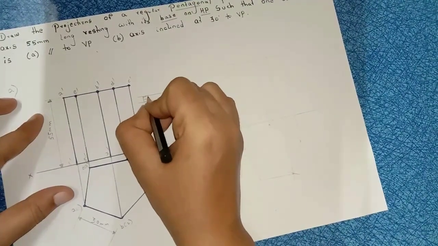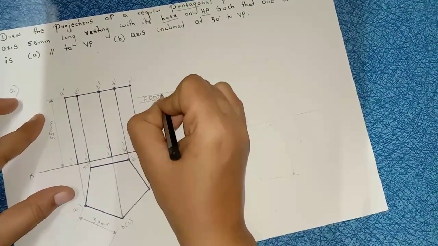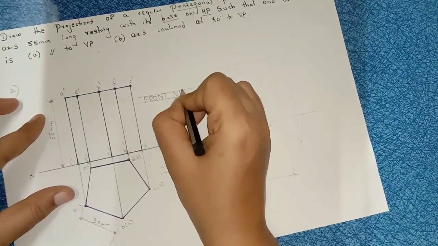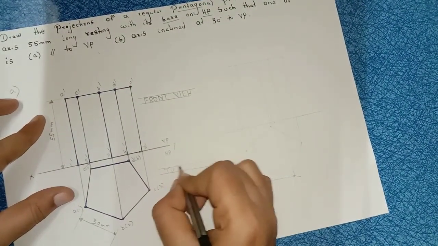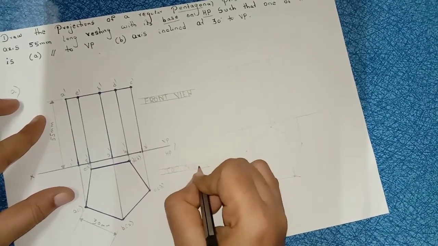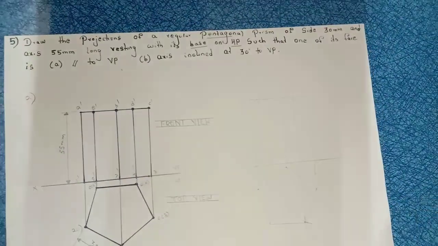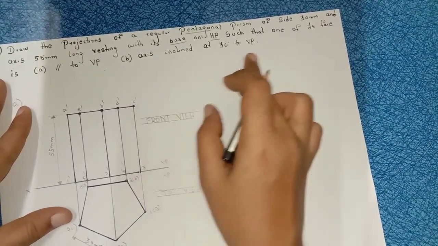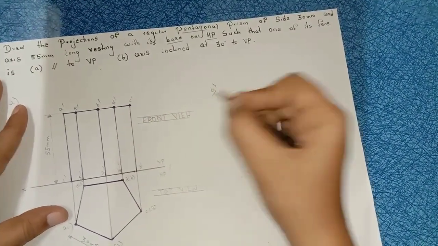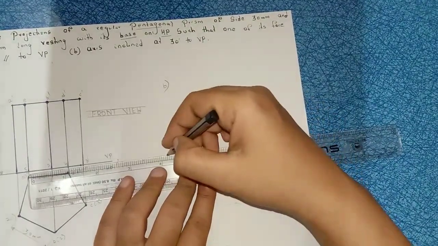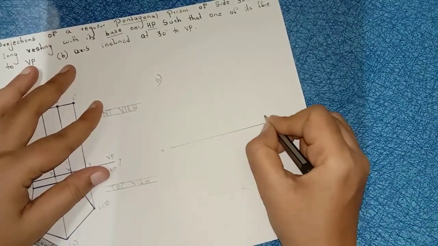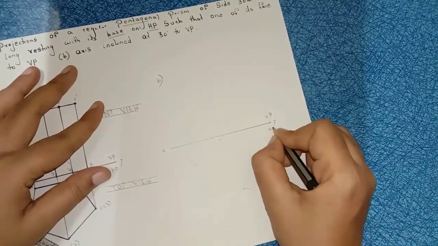Right, all problems are the same only, but the thing is you have to read the condition, right? Where we have to start the problem, from what condition you have to start the problem. Let us see B bit. B bit is axis inclined at 30 degrees to VP. Draw the reference line of any length. Name it as XY, vertical plane, horizontal plane.